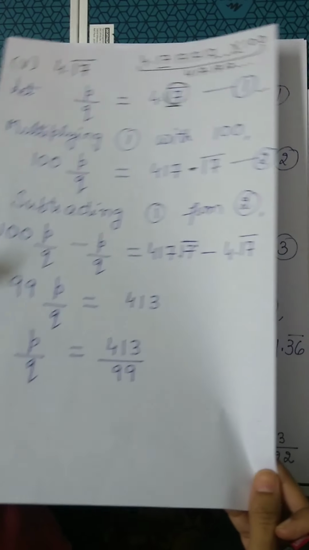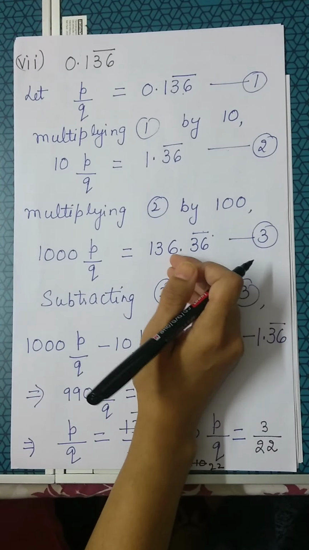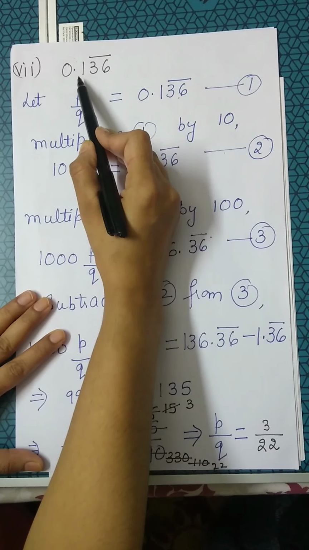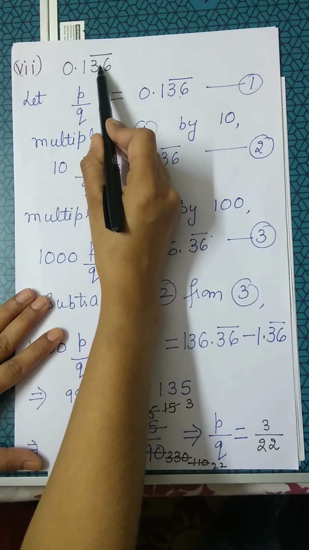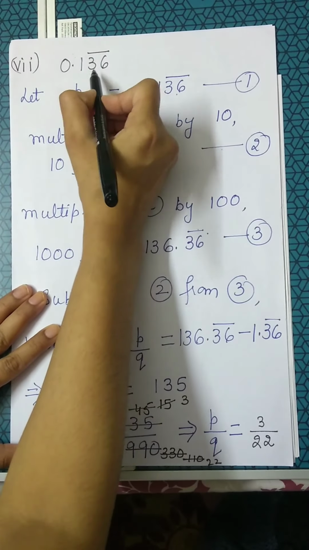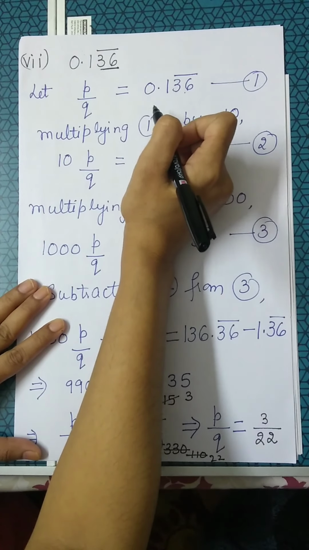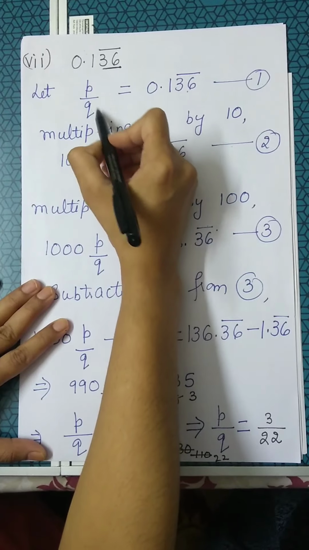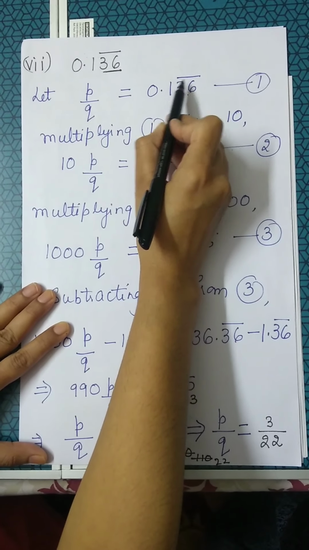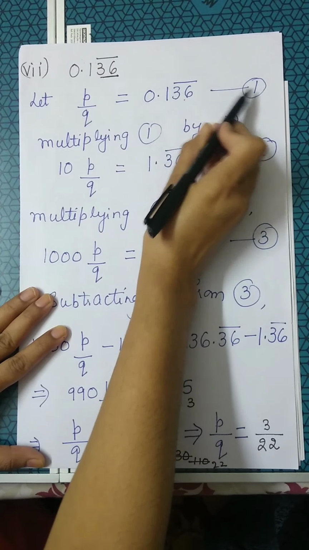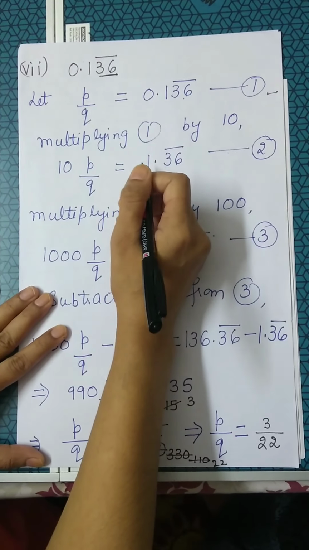I will take one more example. Now here if you see, this is 0.136 and the bar is on 36 only. The bar is not on 1. What I will do, I will let P over Q equal 0.136 bar. This is the first equation.